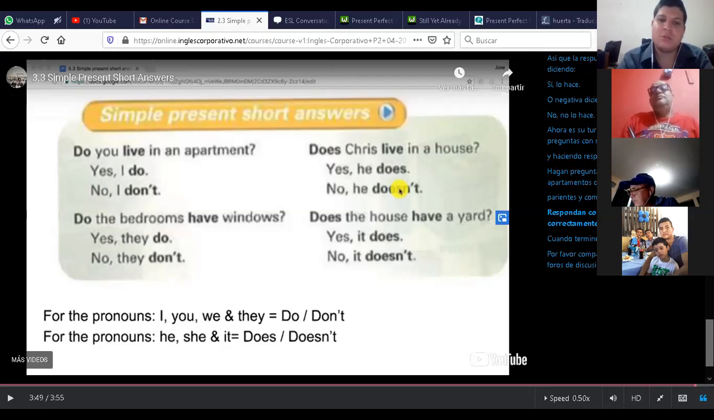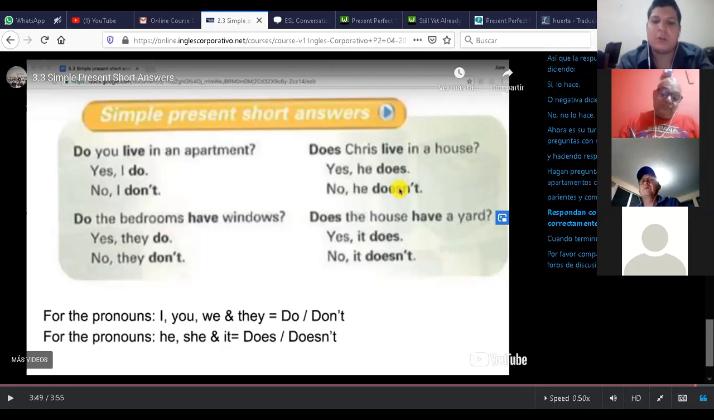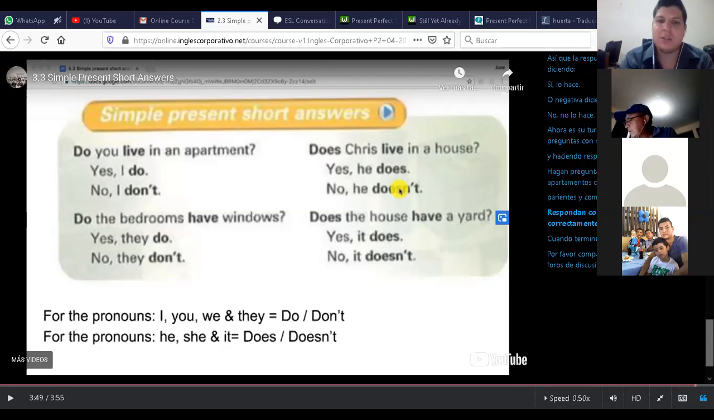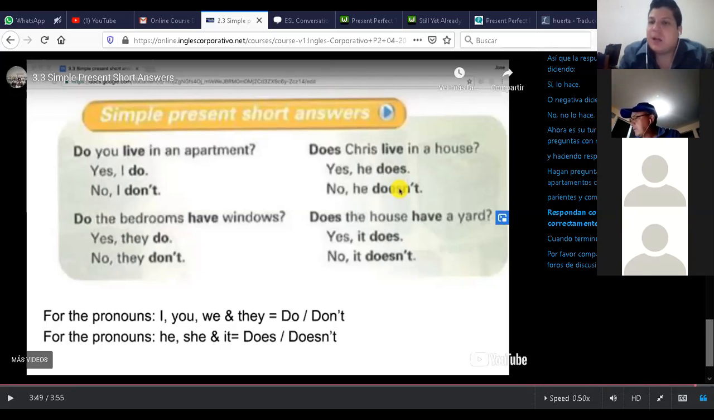Does the house have a garage? ¿Tiene la casa un garaje? Does the house have a garage? Yes, it does.